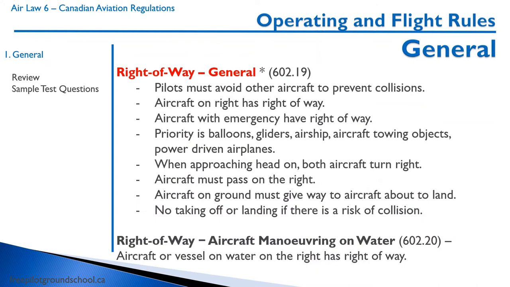Let's talk about right of way. What aircraft has right of way? Two airplanes are coming in to land, or you see another aircraft, who has right of way? Here are the rules that are stated, but instead of memorizing them, I'll give you something so you understand it. First off, pilots have to avoid other aircraft to prevent collisions. So even though you might have the right of way, it's still your responsibility to prevent a collision. Also, the aircraft on the right generally has the right of way, and aircraft with emergencies have the right of way. After that, when we think about priorities, it's the aircraft with the lesser maneuverability that has right of way.